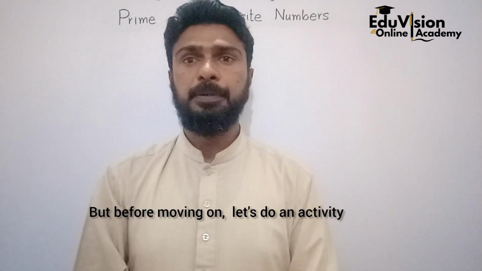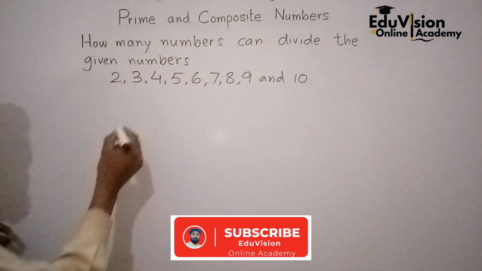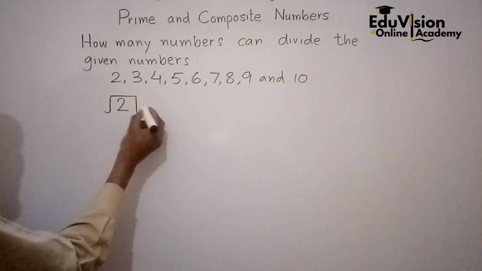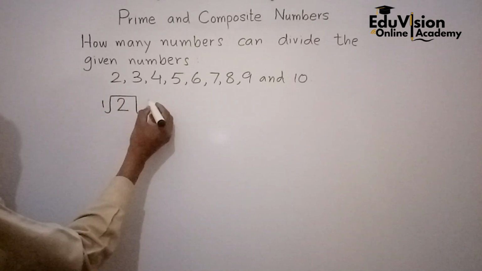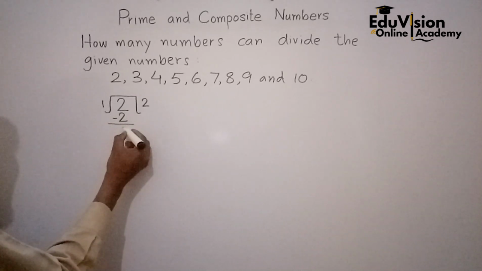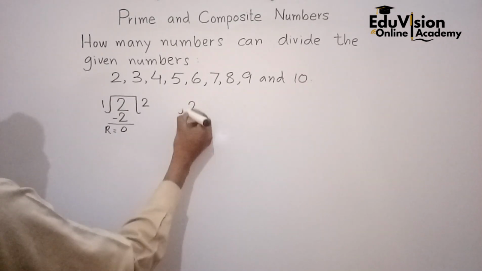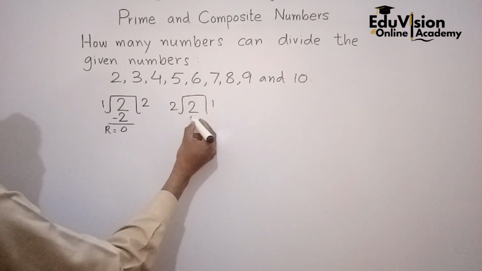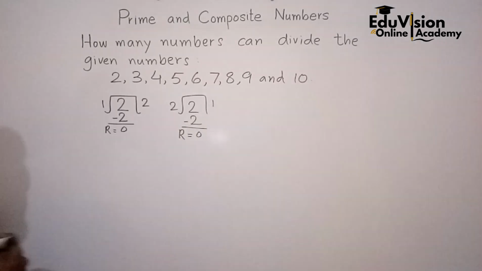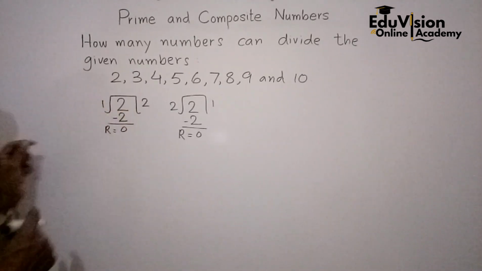But before moving on, let's do an activity. Let's check out how many numbers can divide the given number. First of all, let's check out 2. We can see that 2 is divisible by 1. 1, 2 times is 2. Remainder is 0. And 2 can be divided by 2. 2 1 times 2, 2 minus 2, 0, remainder is 0. So we can see that there are two numbers that can completely divide 2, 1 and 2.